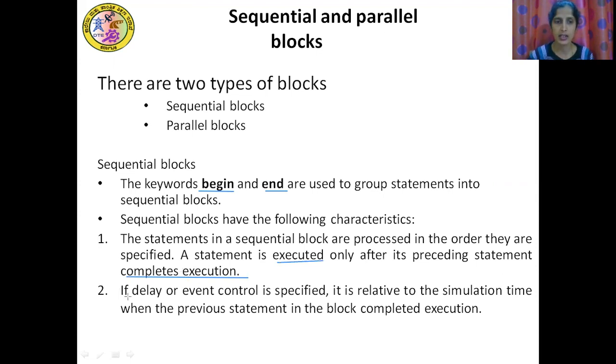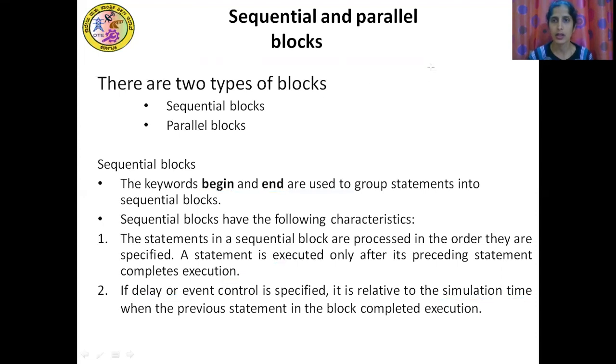The second characteristic is, if delay or event control is specified in the sequential block of statements, then it is relative to the simulation time when the previous statement in the block completes its execution. So, based on the delay that is specified with respect to each statement in the sequential block, only then will the next statement be executed. These are the characteristics of a sequential block.